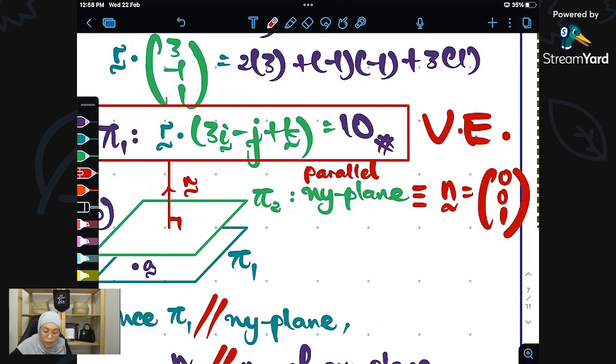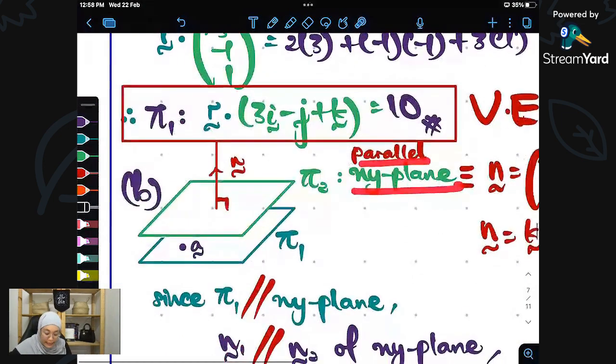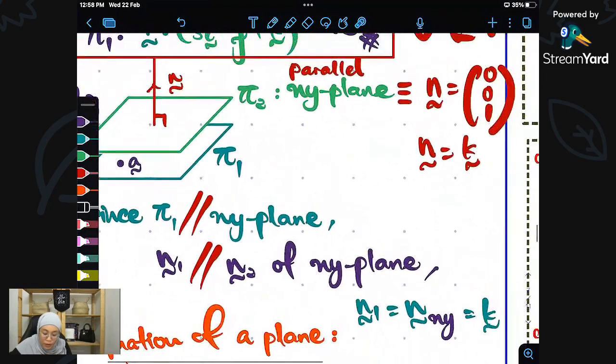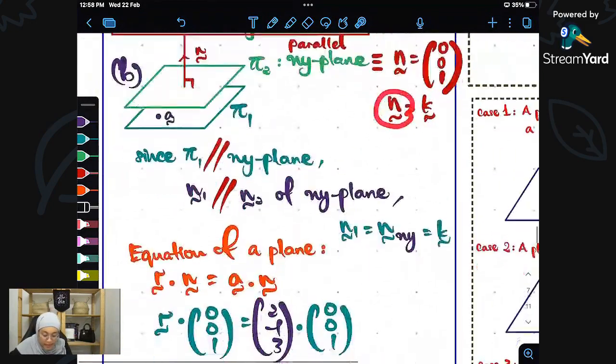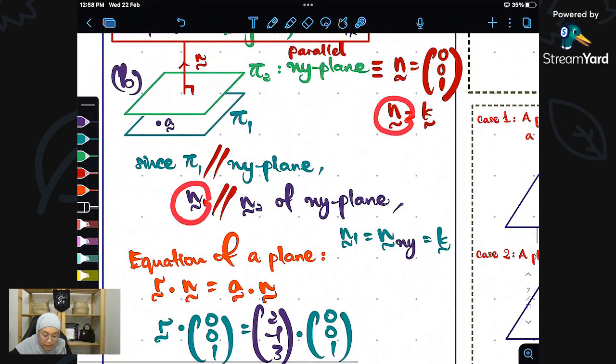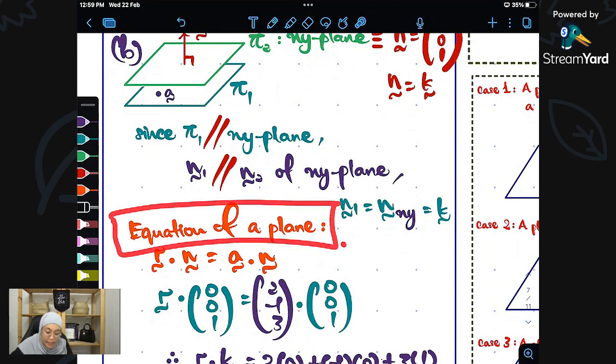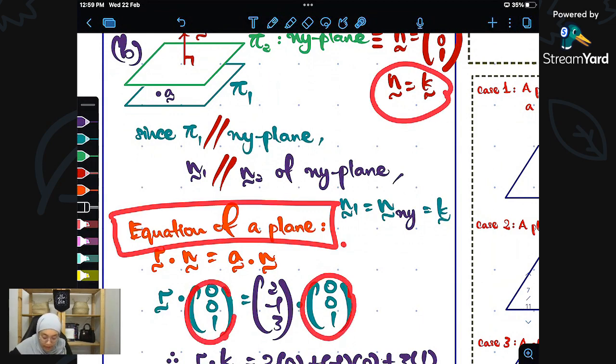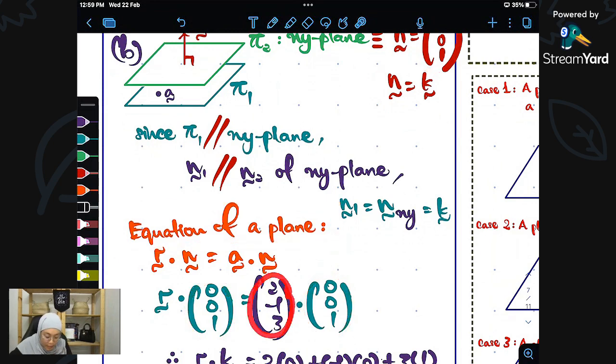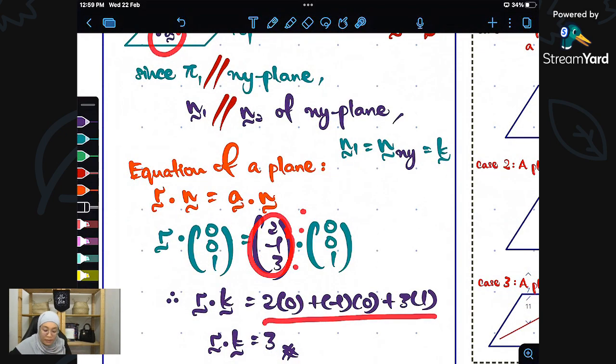Nah, yang ni yang you kena tulis dulu. Ataupun kita tulis dia sebagai K vector. K saja sebab I tak ada, J tak ada, K saja yang ada. So itulah cara penulisan the normal vector of the plane parallel to the XY plane. So since we already know the normal vector, so it's very easy then. It is so easy. You just masukkan sahaja every information yang penting iaitu the normal vector 0, 0, 1 and then masukkan sahaja point position vector A tadi 2, -1, 3, masukkan macam biasa, selesaikan macam biasa.